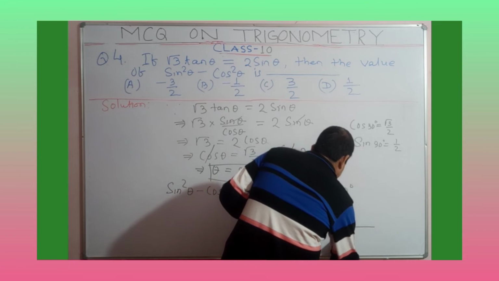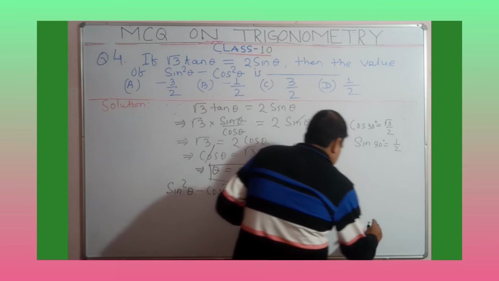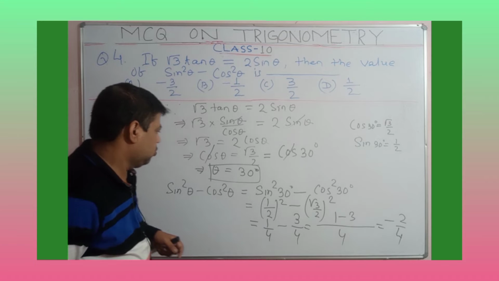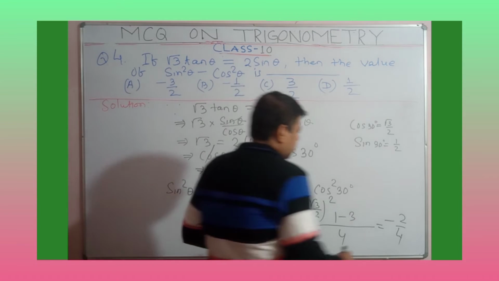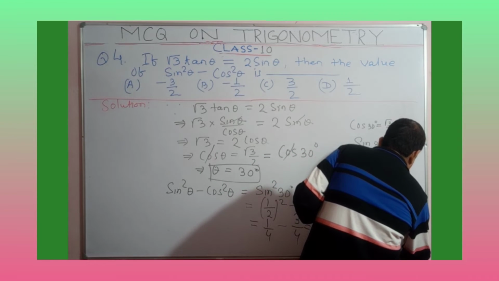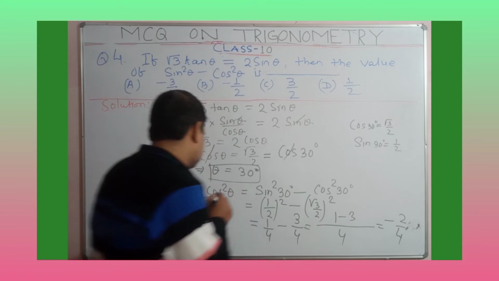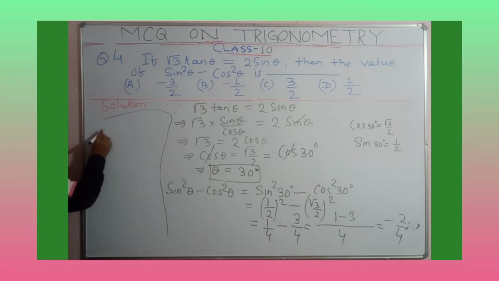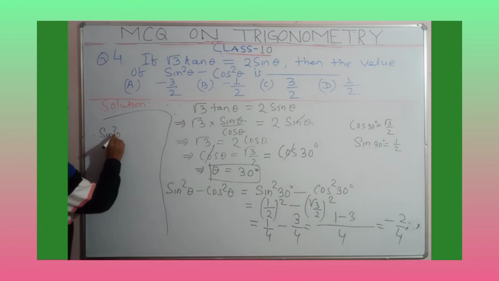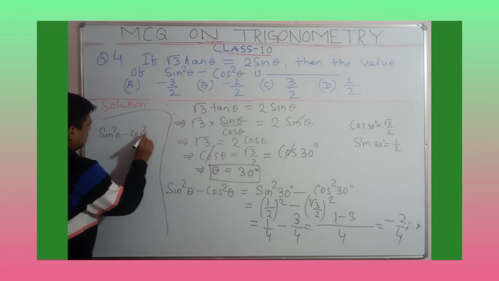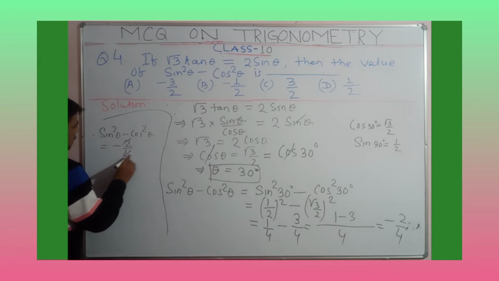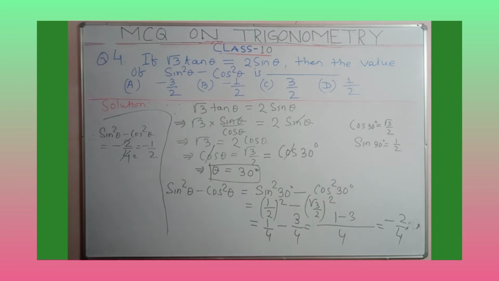You see now what we are getting here. Take the LCM 4: 1 minus 3, and that will equal minus 2 upon 4. After cancellation it will be minus 1 upon 2. Hence we got sin square theta minus cos square theta is equal to minus 2 upon 4. If you cancel it, it will be minus 1 upon 2, and here minus 1 upon 2.